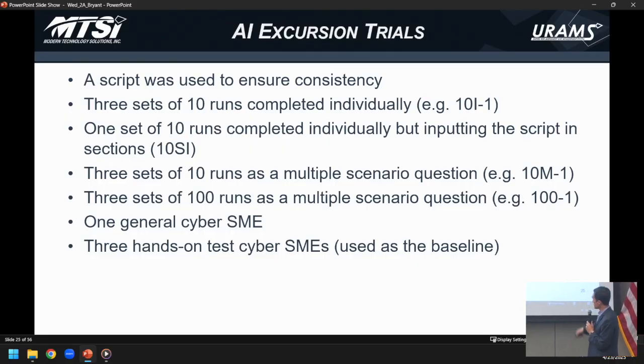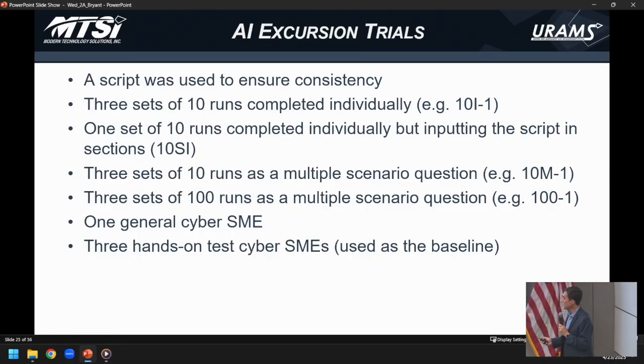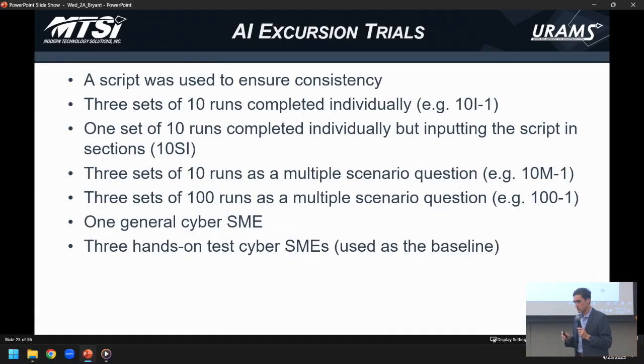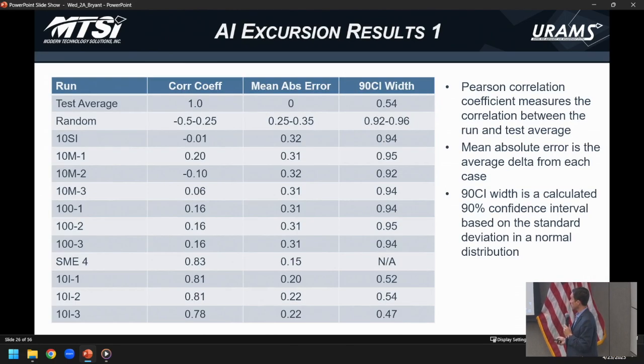So this is all the trials, again, hundreds of runs. In general, the only way to be successful was to run the runs individually or in very small sets. If you tried to ask it too many questions, it ran out of tokens and would just start generating random numbers. And of course, it doesn't tell you it's doing that. So it did require a lot of caution.